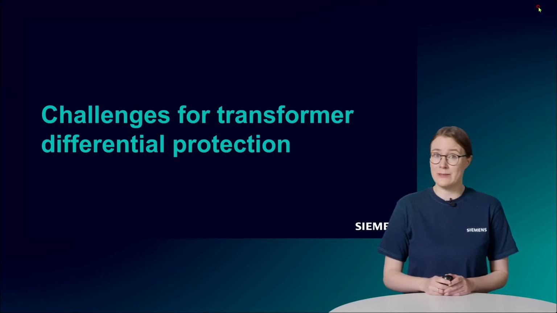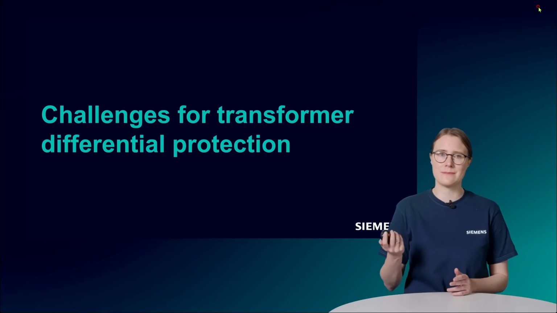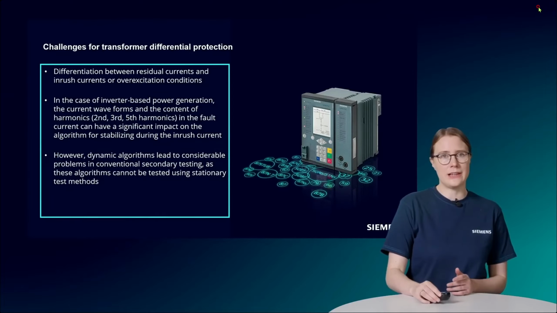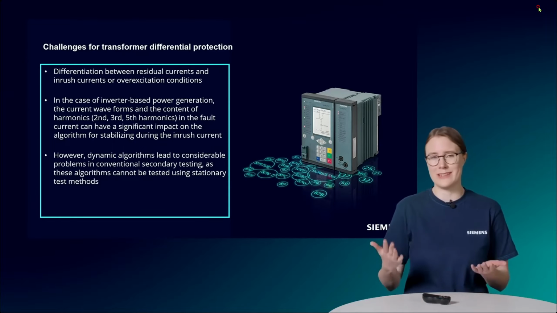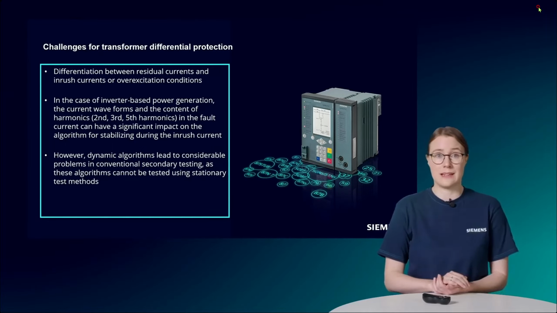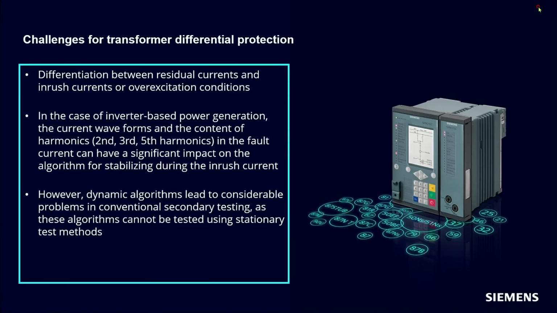Okay, so we know transformer differential protection and therefore the testing of transformer differential protection is not always easy. Why? What are the challenges for a transformer protection relay? The key challenge is the need to accurately differentiate between various conditions. For example, a transformer inrush, an overexcitation state, as well as internal versus external fault conditions. This task has become increasingly complex due to the growing number of inverter-based generation, which can introduce significant second, third, and fifth harmonic content into the system.